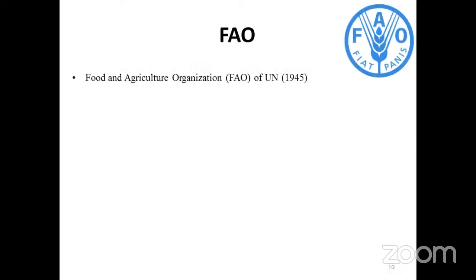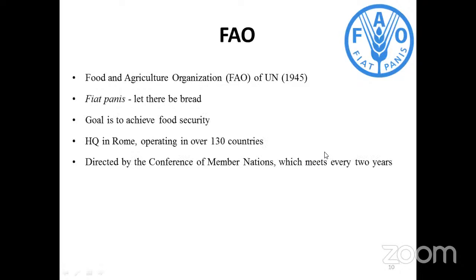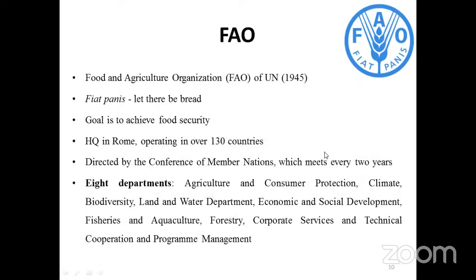So moving on to the Food and Agricultural Organization of the UN, established in 1945, headquartered in Rome. More than 130 countries are members of this. It is directed by the Conference of Member Nations, which meets every 2 years. And they have 8 departments: agriculture and consumer protection, climate, biodiversity, land and water department, and other departments.